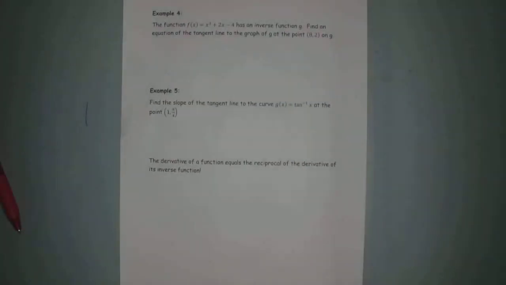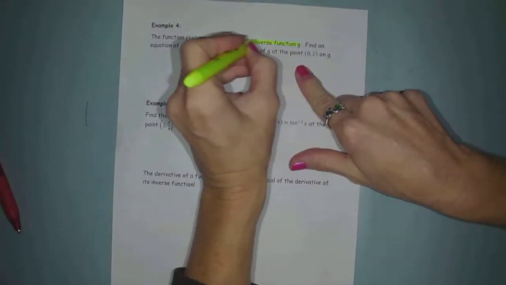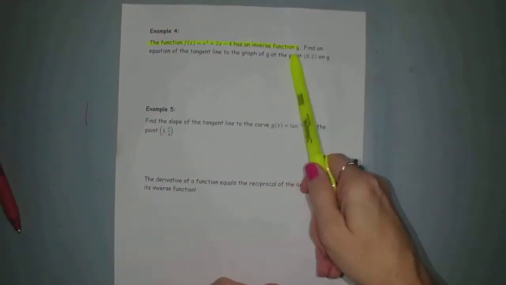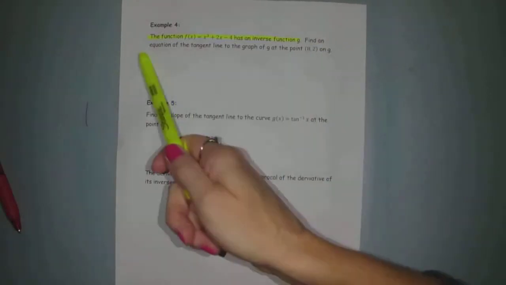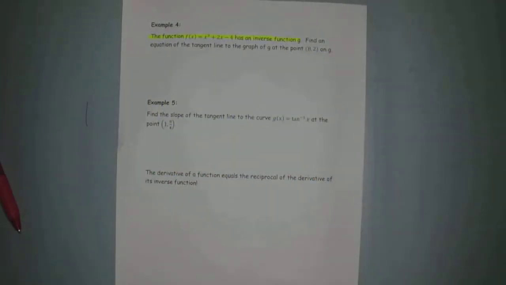This one says, the function f of x equals x cubed plus 2x minus 4 has an inverse function g. Find an equation of the tangent line to the graph of g at the point (8, 2) on g.